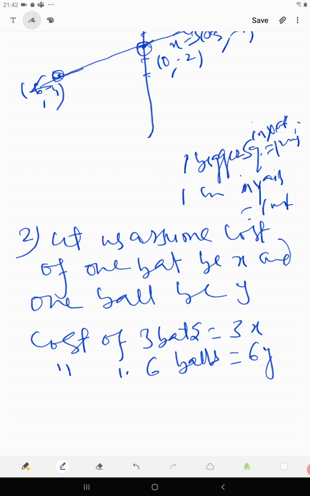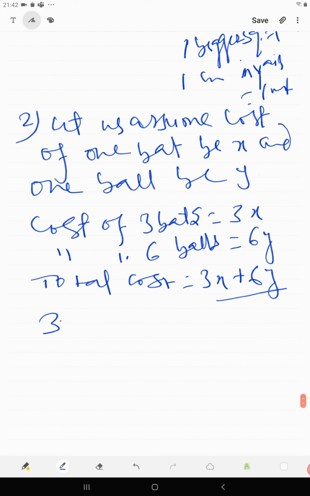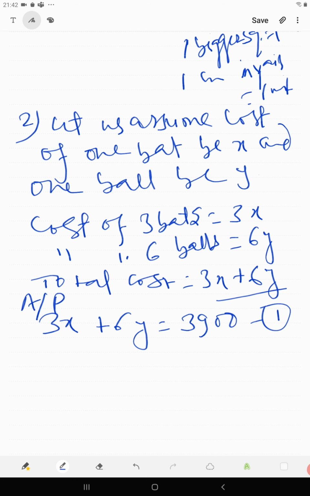Correct? So what is the total cost then? The total cost will be 3x plus 6y. But he already told that the total cost is 3,900. So whatever we got algebraically should be equal to 3,900. So according to the problem, 3x plus 6y equals 3,900. So this is our first equation.